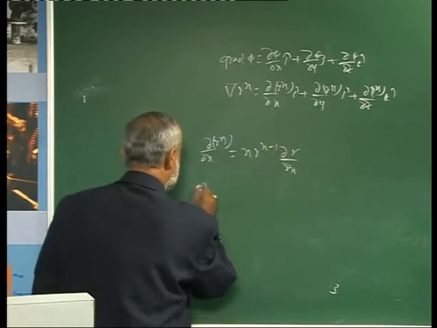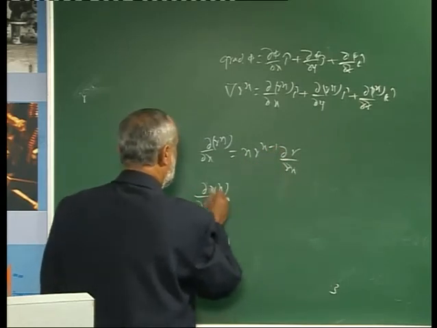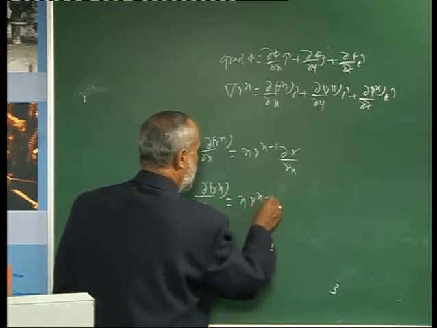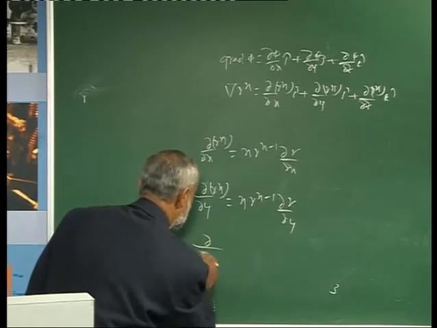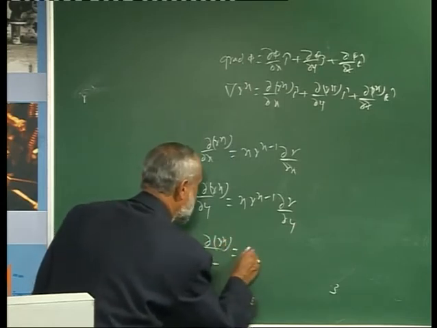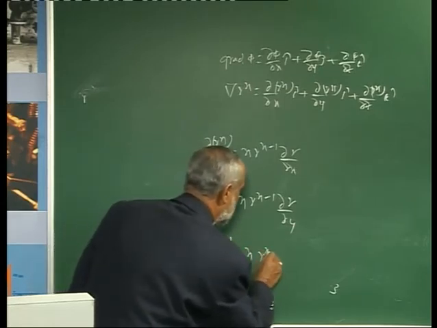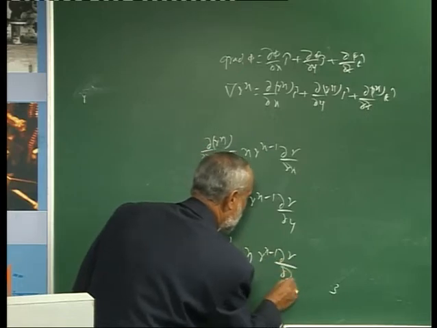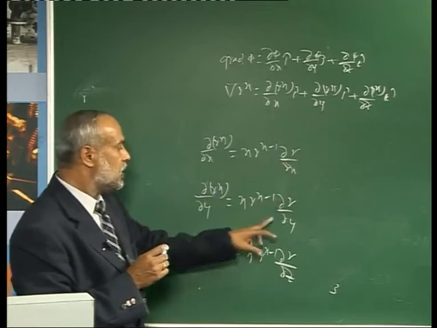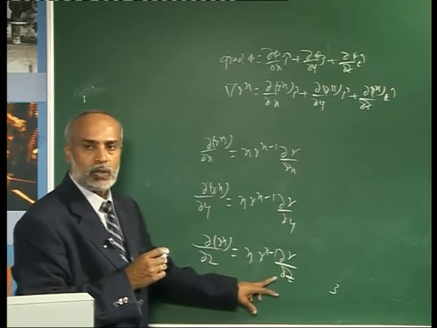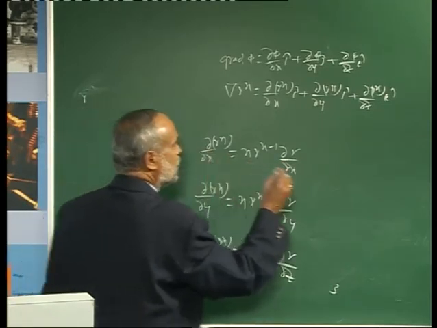Similarly, dou by dou y of r to the power of n is equal to n into r to the power of n minus 1 into dou r by dou y. Then dou by dou z of r to the power of n is equal to n into r to the power of n minus 1 into dou r by dou z. Now we want the value of dou r by dou x, dou r by dou y, dou r by dou z. What is given? R vector is given.